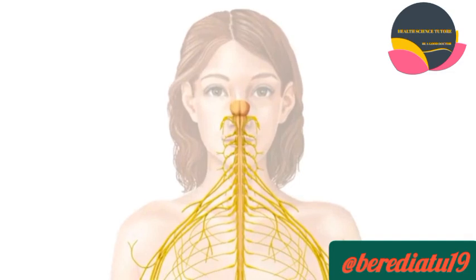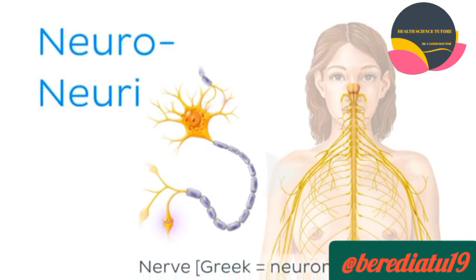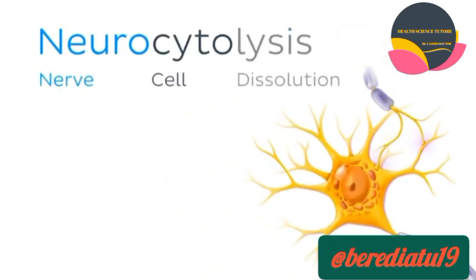So let's waste no time and get down to business, beginning with the most obvious and commonly used root word associated with the terminology of the nervous system. Of course, it has to be neuro or neuri, which comes from the Greek word neuron, meaning nerve. You'll see this root word used for a long list of terms, all related to the nervous system or nervous tissue. For example, neurocytolysis, which means dissolution or destruction of nerve cells or neurons.